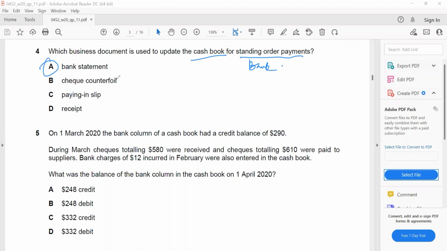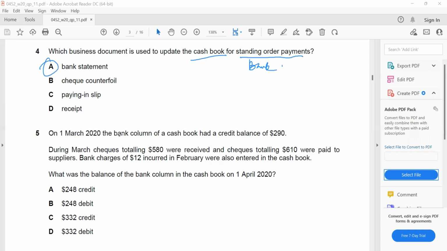The cheque counterfoil is a small part of the chequebook that the business keeps for future reference for payments made. A pay-in slip is a slip that we fill in when we pay in, then we can keep it for the recording also. A receipt is given when we make a payment. People give us the receipt. That is also a document that can be used. But these all are used for updating the cash book, not for the standing order.